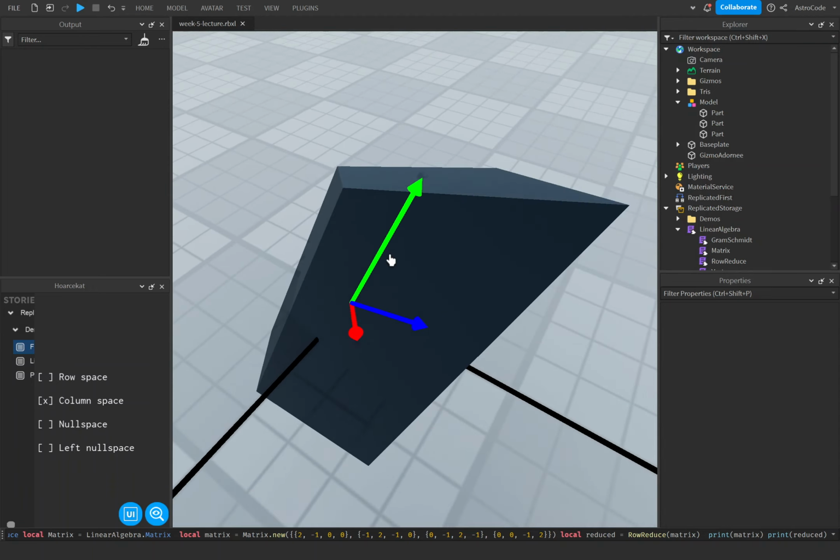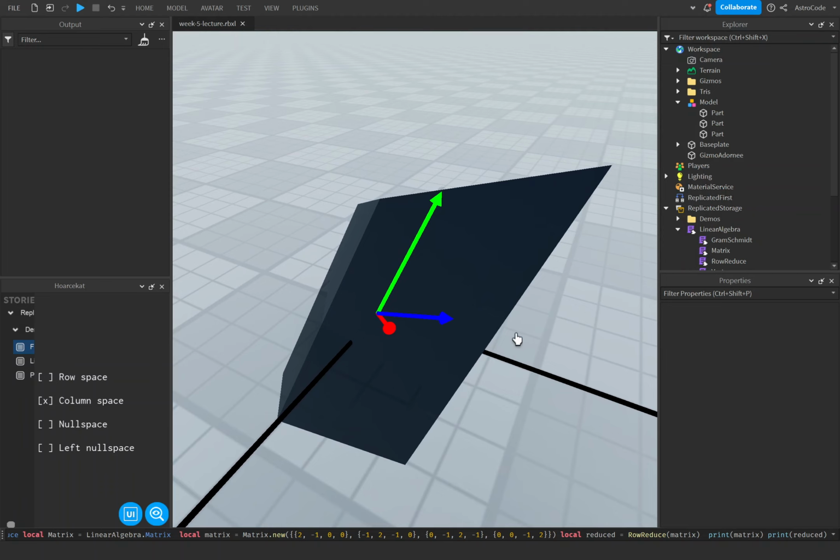So you can add up green, you can add up blue, you can add up red in different amounts to get everything in here. Really, this column space should fill all of R3. I can't show you that, but let me show you a column space that doesn't fill all of R3.